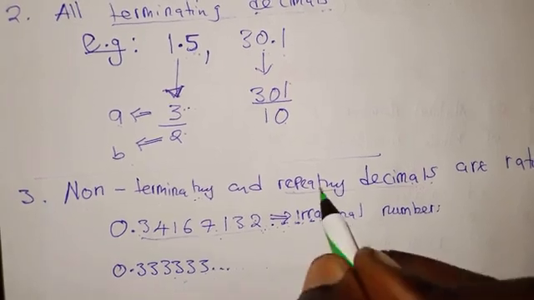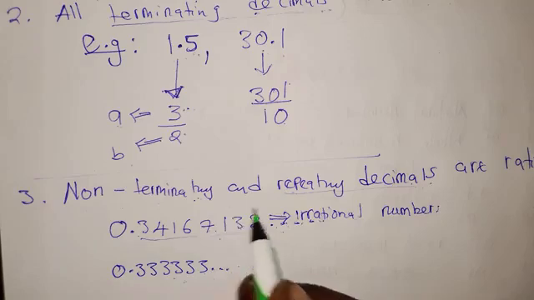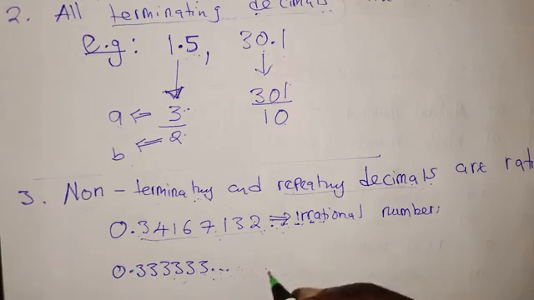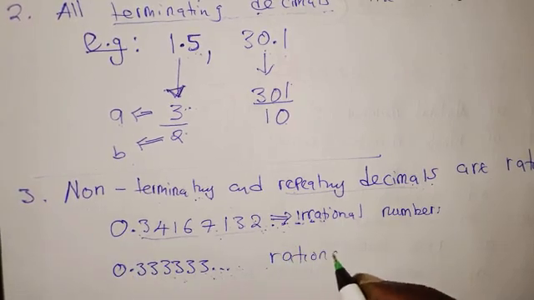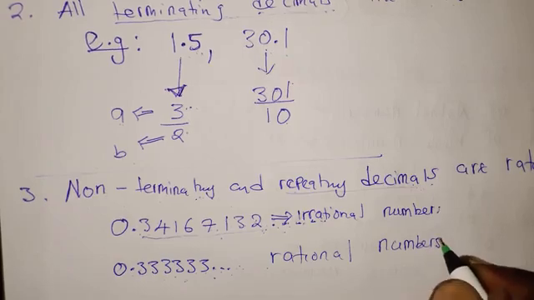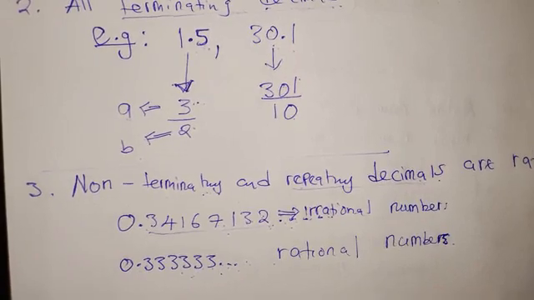And the 3 is repeated. So non-terminating and repeating decimals are rational numbers. For example, this 0.3333 is a rational number. Rational numbers, remember by definition, are any numbers which can be expressed in the form of A over B.